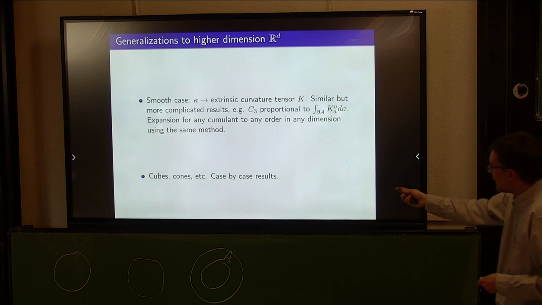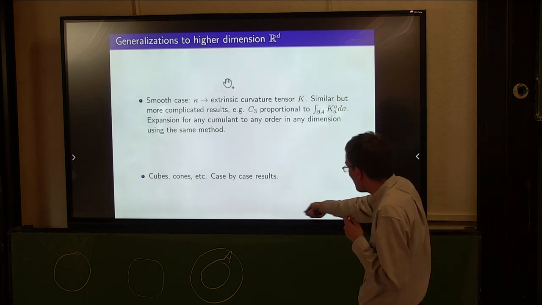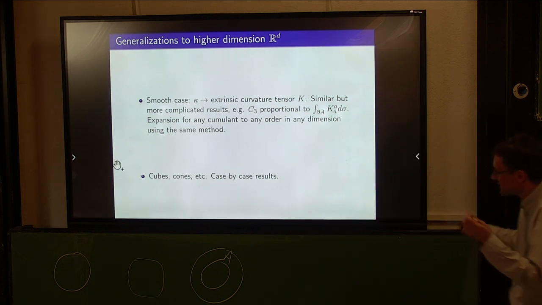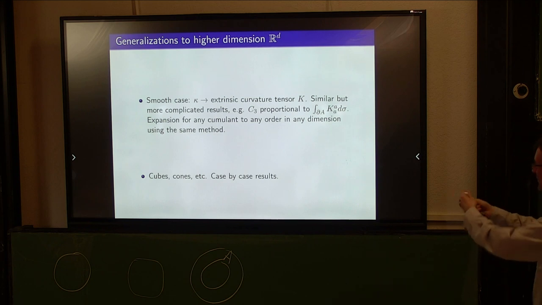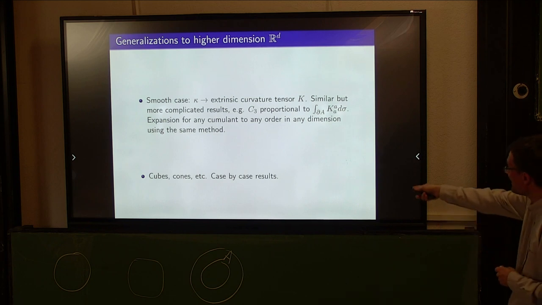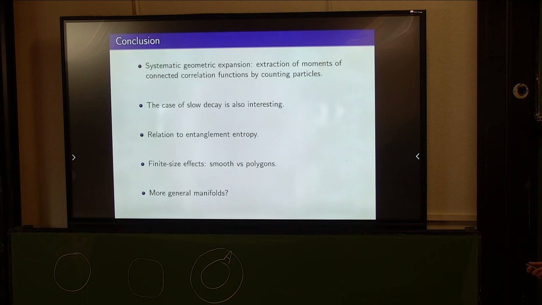And in higher dimension, there is a surprisingly high number of papers that study entanglement and stuff like that on cubes, cones, and so on. So if you want to play this game, there is room. But then it's more complicated. We have a few, and we did not manage to find ways to extract nice sum rules or nice universal results as for the corner terms in 2D.